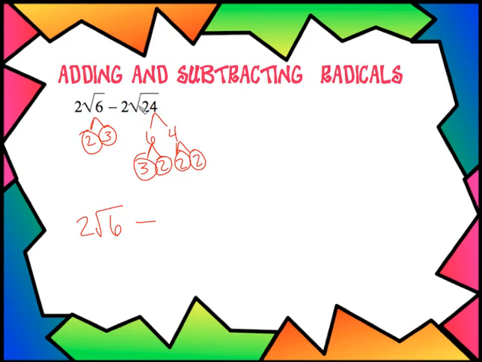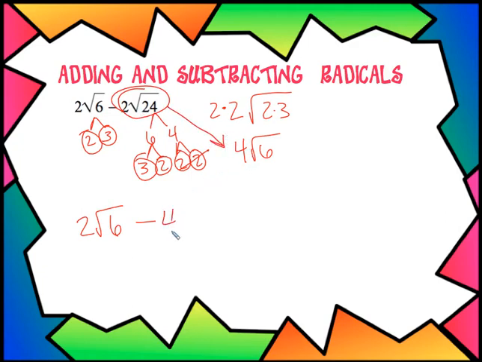So we already have this 2 out here. Now we can bring out another 2. And then we have a 2 and a 3 left on the inside. So you get 4 radical 6. So this right here is the exact same as this right here. They just look different. This one is the simplified version. So if you have 2 radical 6 minus 4 radical 6, it's like having 2x minus 4x. This would be negative 2x. So very similar to that, this is negative 2 radical 6.